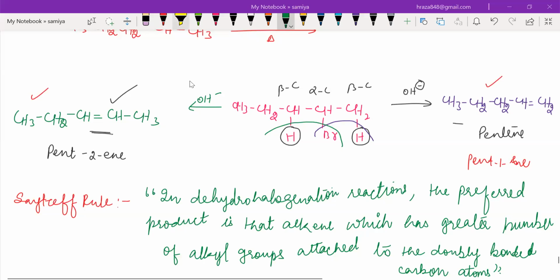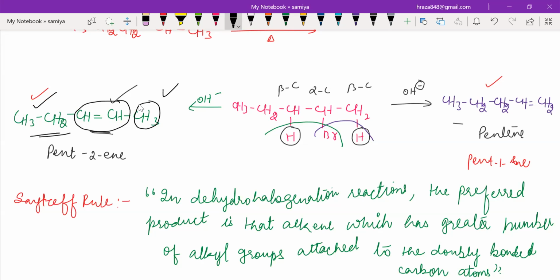Yes, sir. So you can see along this double bond, on the right hand side there is one alkyl group, and on the left hand side one. Two alkyl groups are here, but here you can see only one alkyl group. So that's why this is the major product and this is the minor product.